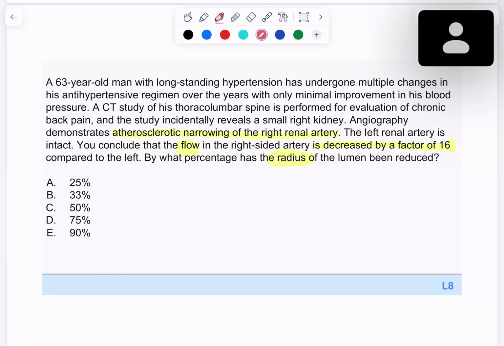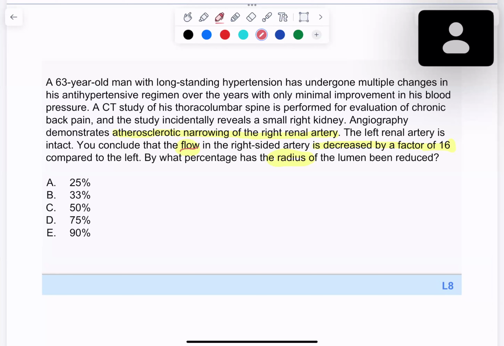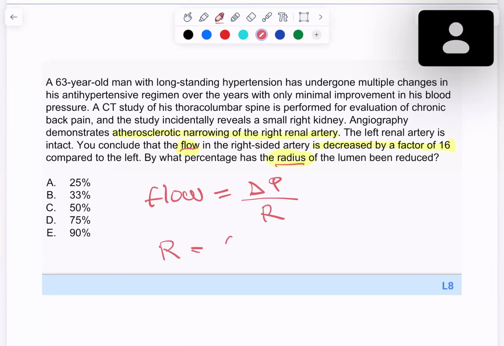Okay. Let me show you the equations that you'll be using. The first one is the equation for flow, which is flow equals change in pressure over resistance. The second one you want to use is one that has the radius, and we will use the resistance equation.